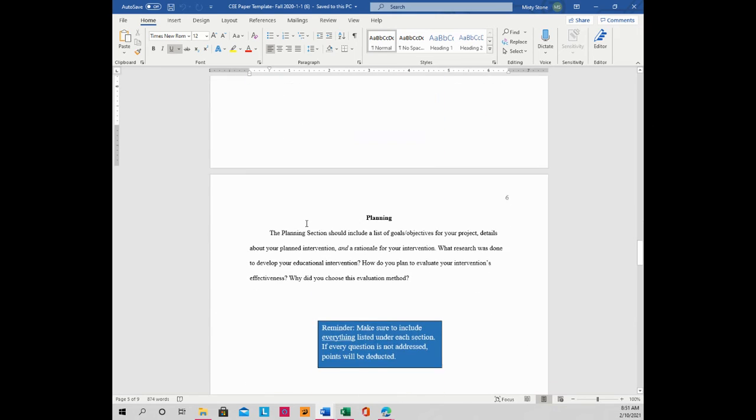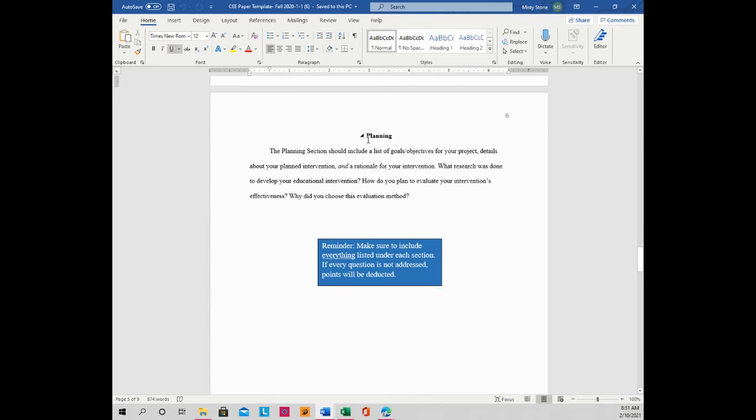Next up is your planning. Okay, again, making sure that you have the header, and that it is centered and it is in bold and it says planning. The planning section should include a list of goals or objectives. People use those interchangeably for your project. So, what do you hope that the learners, your community, the people you are teaching, what do you want them to gain from your intervention, from your presentation?